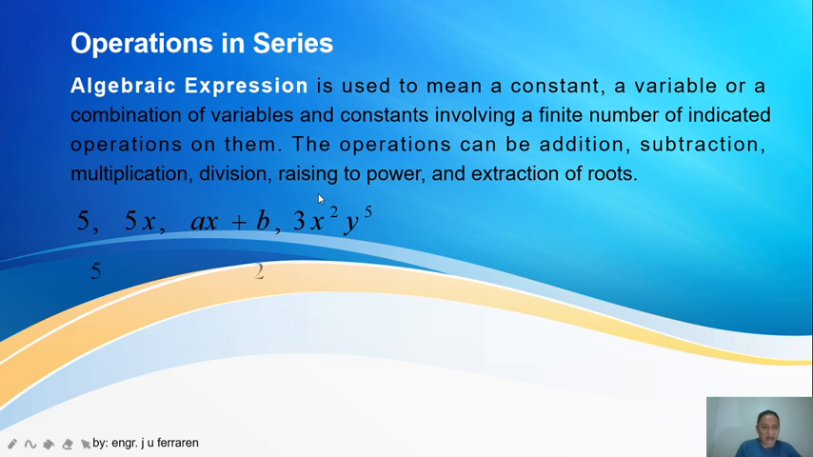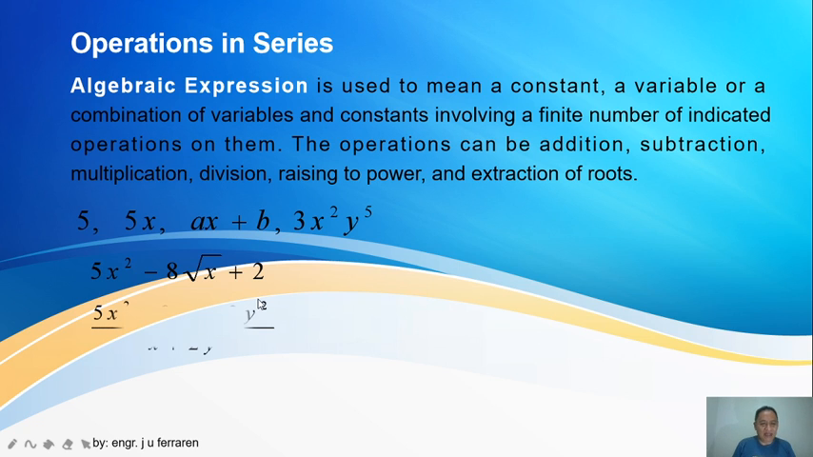The next line will show an algebraic expression that is composed of how many terms? This is preceded with plus, then another negative. So, one term, another term, then another term. An operation involving constant and variable, where the variable is raised to a power. Constant and variable, where there is an extraction of roots. And then there is a pure constant term too.